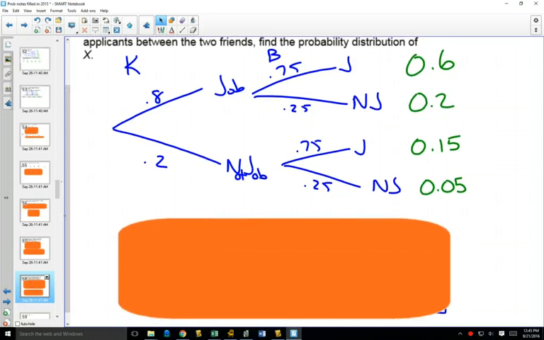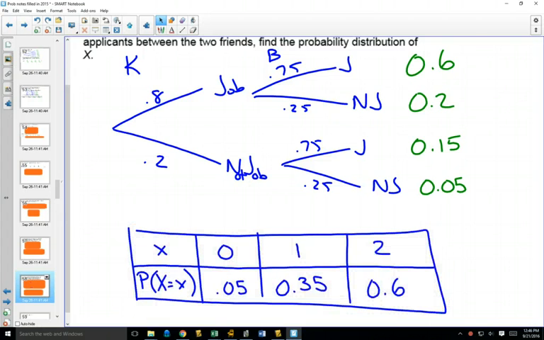And then once you set up your diagram, I included the probabilities here, so when I went to do my chart, it was easy to see. One of them getting the job is those two middle cases added together. And there's a good chance that somebody will get a job, because there's only a 5% chance that nobody will get a job.